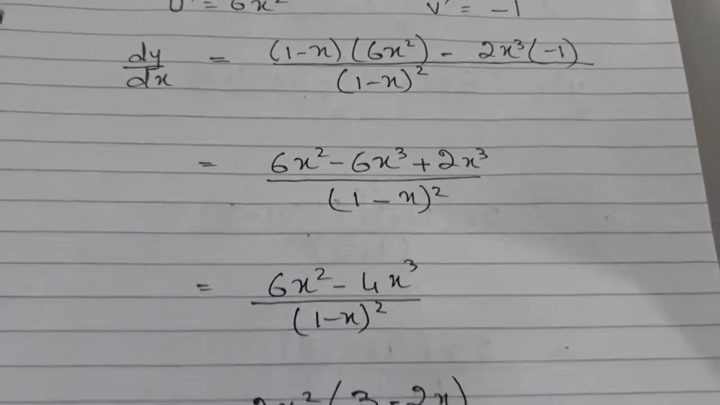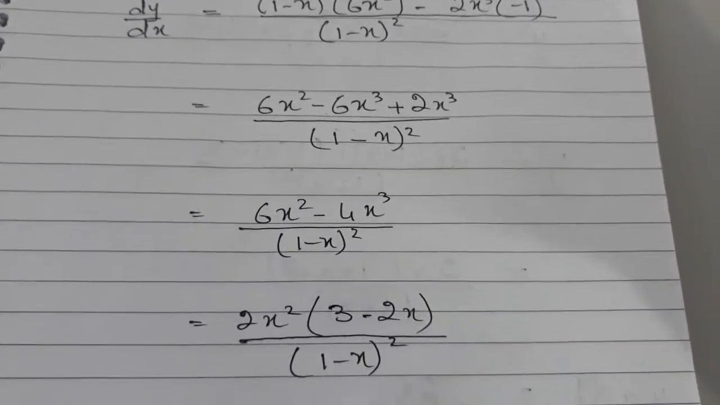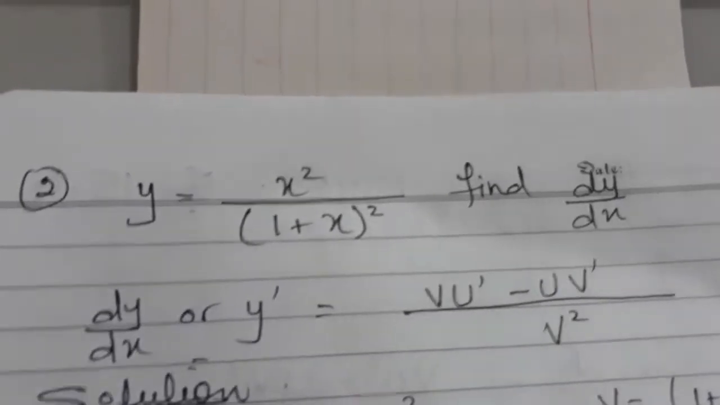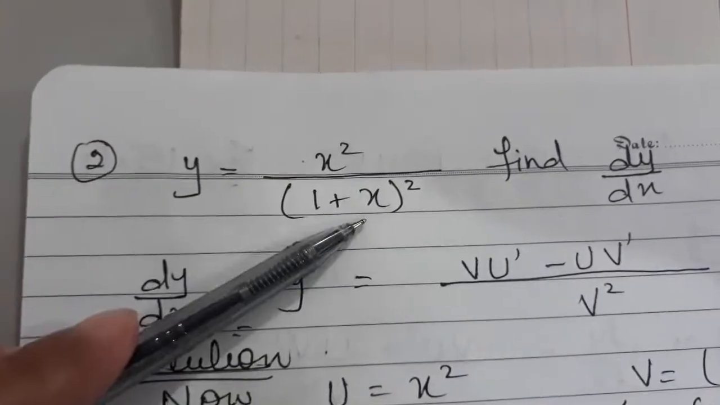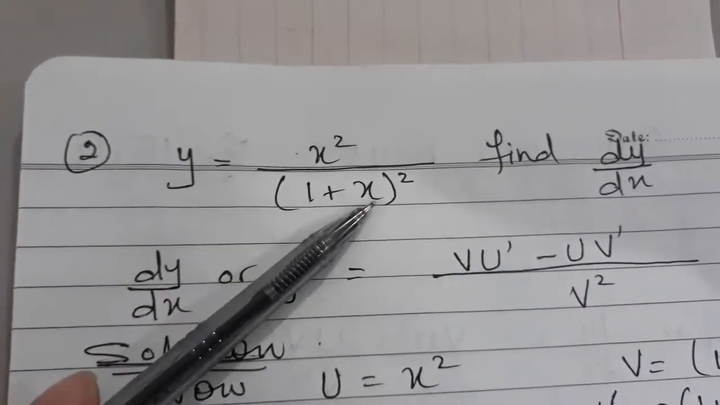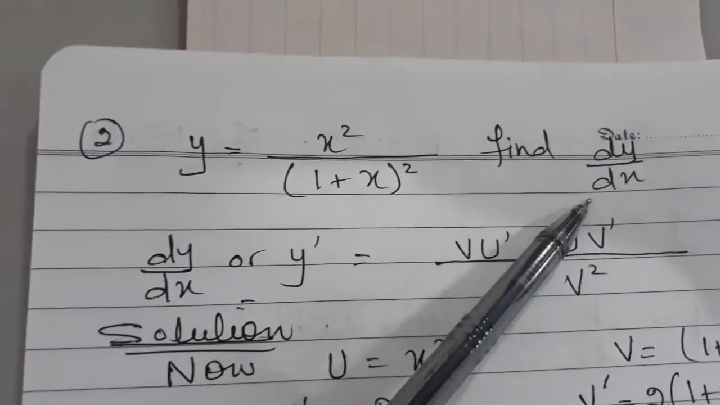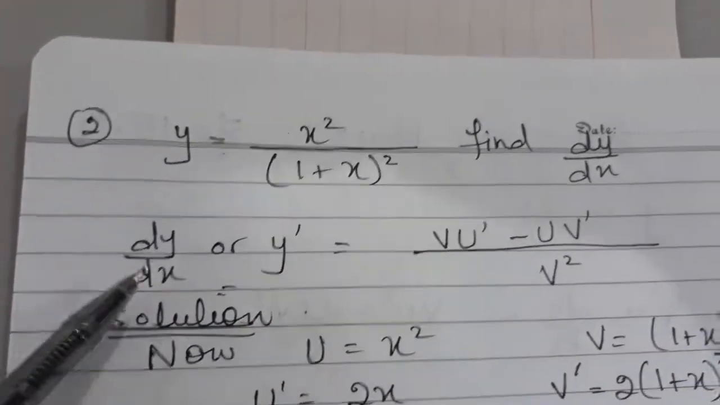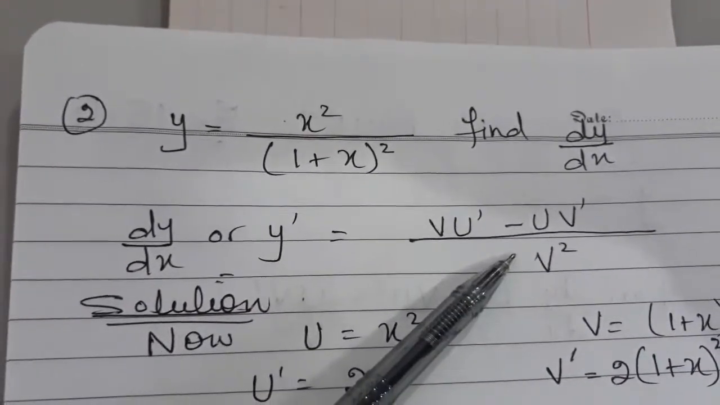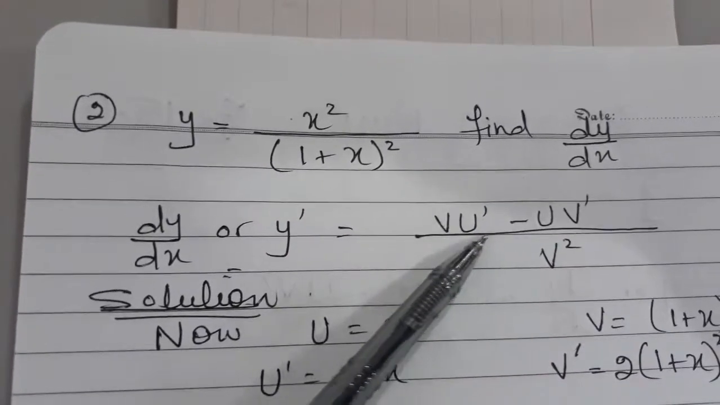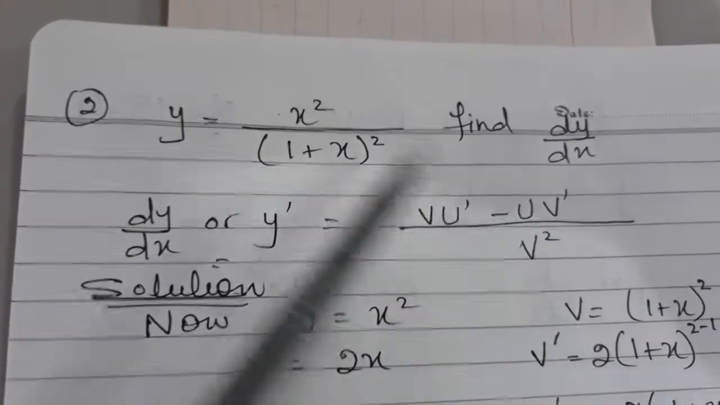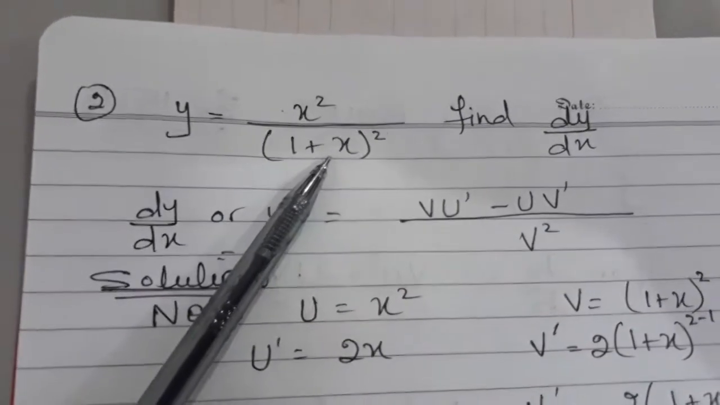So let's see another example. Now the function is x squared divided by (1 plus x) to the power 2. I have to find dy over dx, or the first derivative of this function. So I'm writing down the formula again here, which is (v u prime minus u v prime) over v squared. Now this is my u and this is my function v.